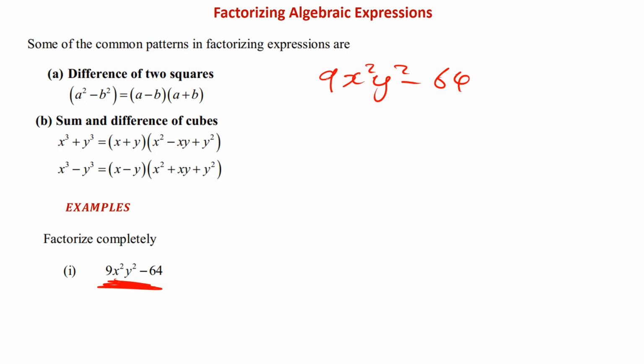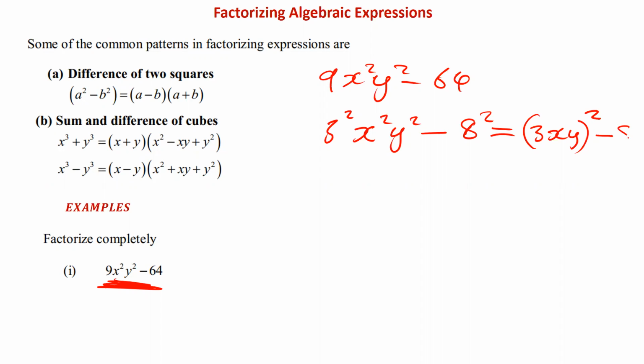So do you agree with me that this 9 can also be written as 3 squared? Yes. And then you have x squared and y squared minus this 64, it can also be written as 8 squared. So this whole function here can be written as 3xy in brackets, I'm factoring out the squared. I'll put the squared outside, and then we say minus 8 squared.